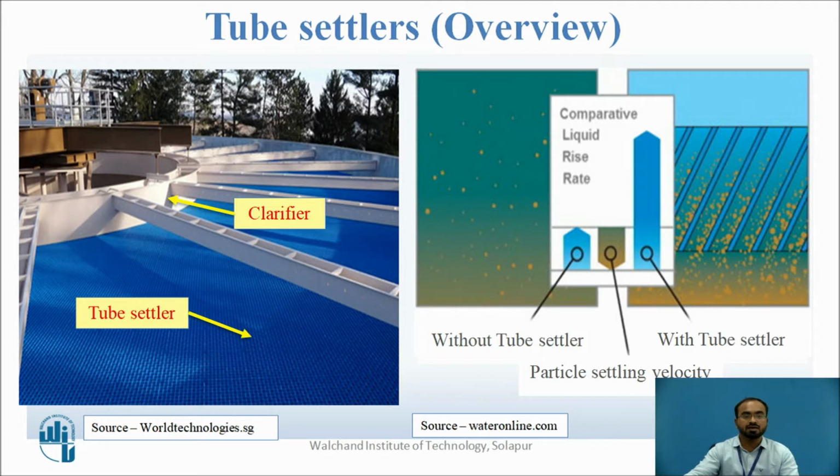Talking about the clearer diagram, this is a pictorial diagram where tube settlers have been arranged. From the top you can't see anything, the water flows in at the bottom, but they are always provided in an inclined fashion, so that whatever particles come onto the tube settlers will settle on the tube settler and start to move down. In this fashion the tube settlers work.